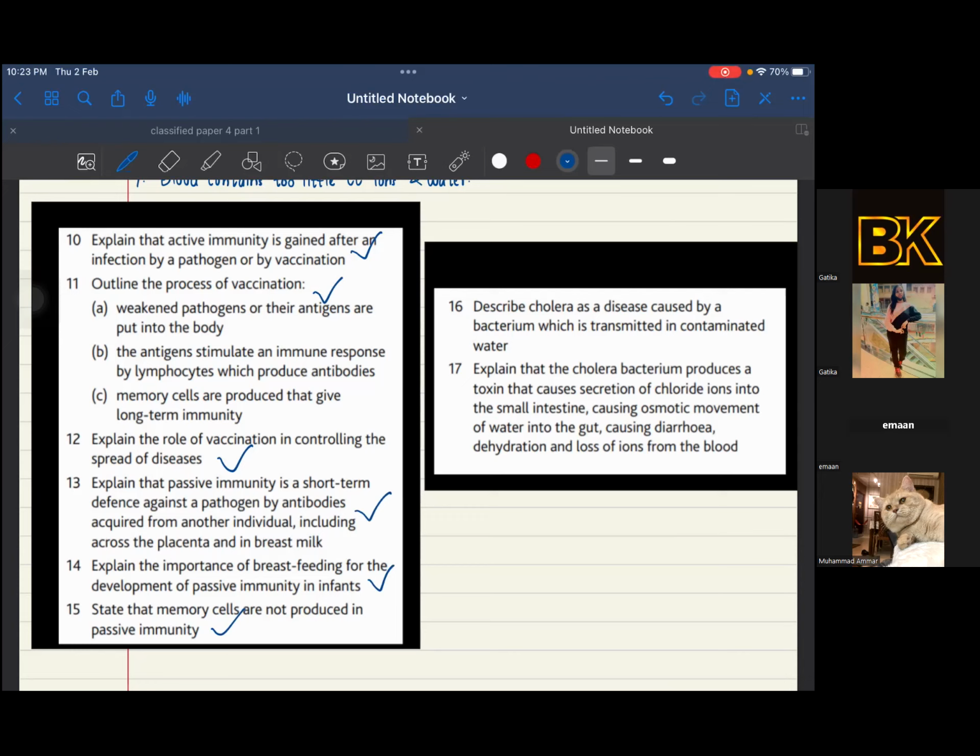Describe cholera as a disease caused by the bacterium which is transmitted in contaminated water and the process how it works. Is that clear? Anything in this that you guys don't understand? No, not really. No. Okay. So can we do two or three MCQ questions before ending the class? Is that okay? Just the MCQ questions.